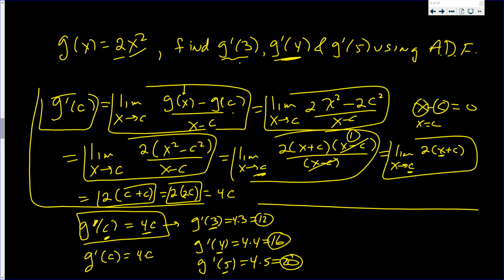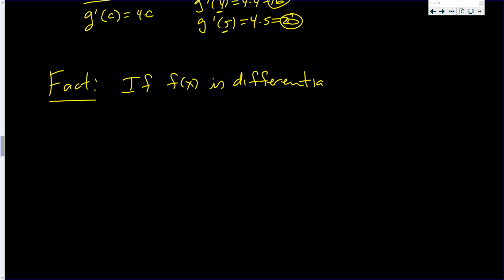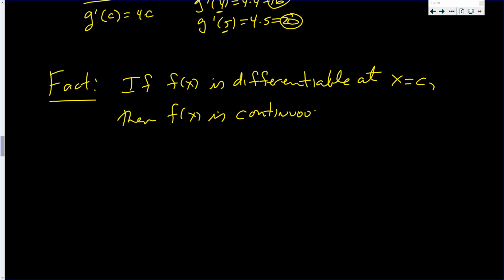Now, I want to talk about one last thing. We'll actually prove this. A fact, a theorem. If f of x is differentiable at x equals c, then f of x is continuous at x equals c.